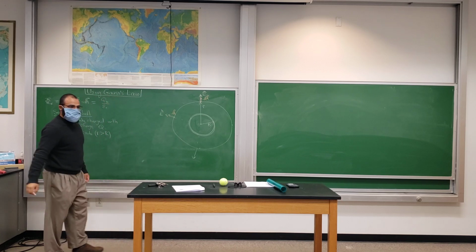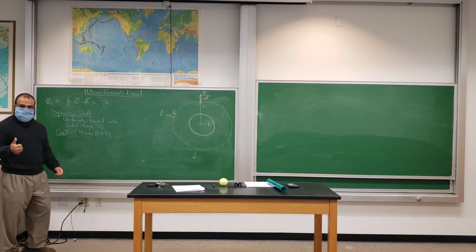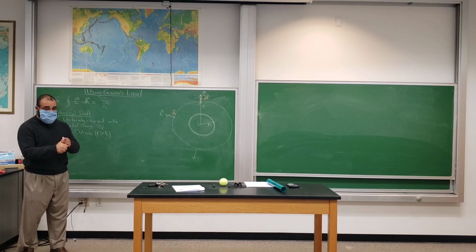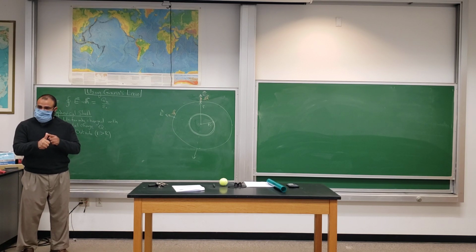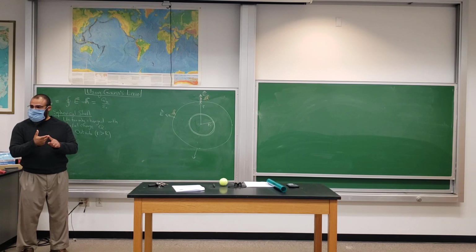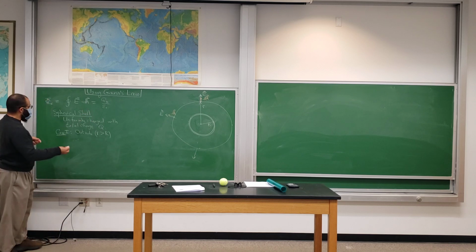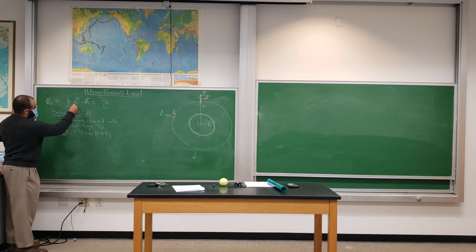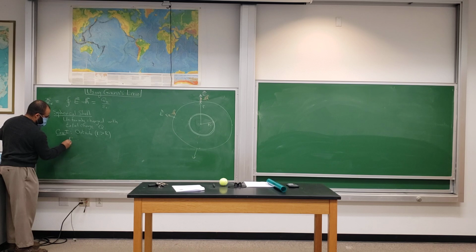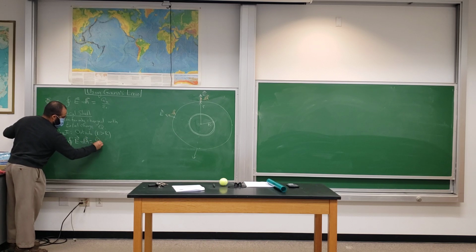Now you're ready to apply Gauss's law. You found a surface over which the electric field is constant, and it points in the same direction as the area. That's a lot of symmetry, and that will make our integral very easy. So let's write Gauss's law: the electric field dotted with the area over a closed surface is equal to the charge within that surface over epsilon naught.